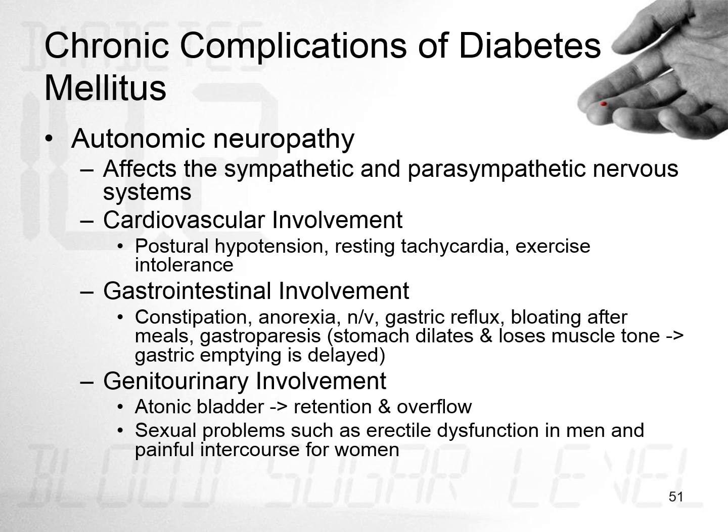And if our genitourinary system is involved, they're going to have an atonic bladder, so they're going to have retention and overflow. That is often referred to as a neurogenic bladder as well. And then they may have sexual problems such as erectile dysfunction in men and painful intercourse for women.